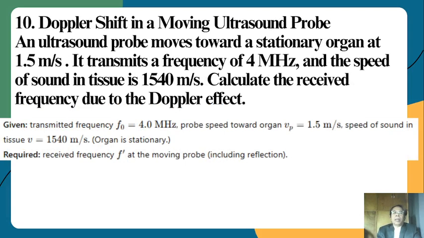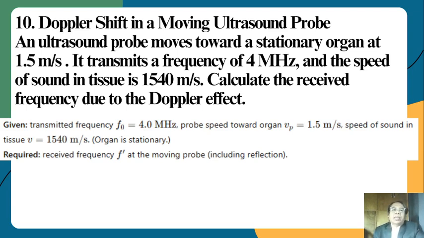Doppler shift in a moving ultrasound probe. An ultrasound probe moves toward a stationary organ at 1.5 meters per second. It transmits a frequency of 4 megahertz, and the speed of sound in tissue is 1,540 meters per second. Calculate the received frequency due to the Doppler effect.